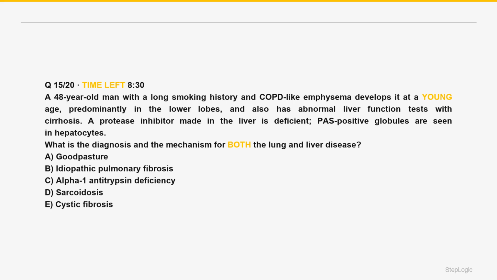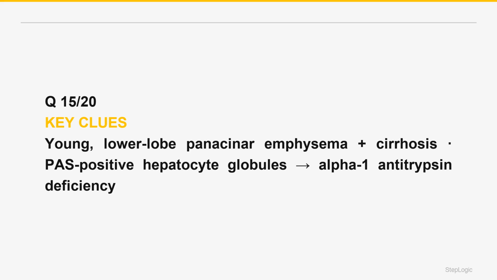Read the command: diagnosis and mechanism for lung and liver. Young panacinar lower lobe emphysema plus liver cirrhosis, PAS-positive globules. Alpha-1 antitrypsin deficiency. This is alpha-1 antitrypsin, A1AT, deficiency.